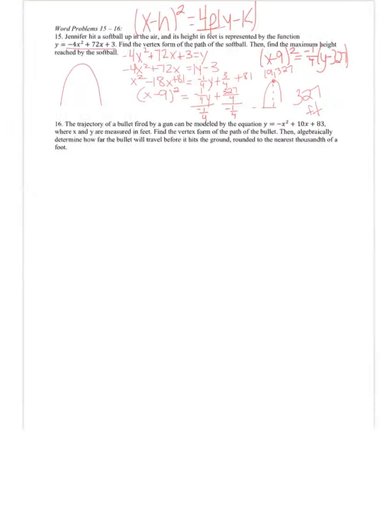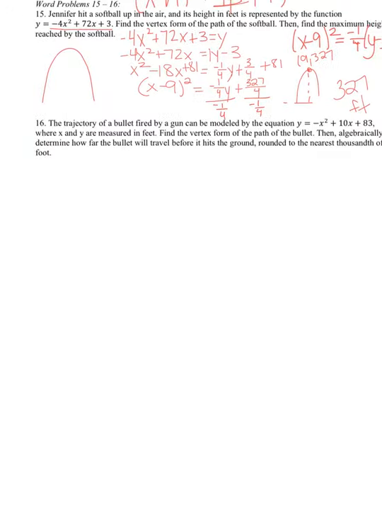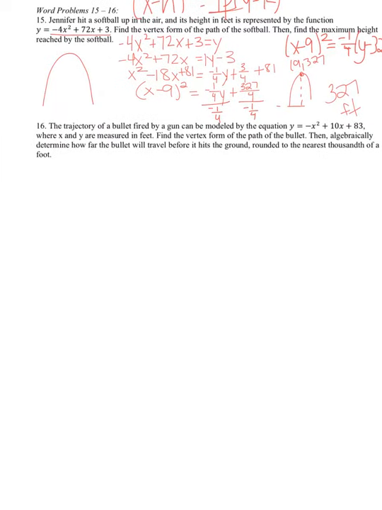For the second word problem, the trajectory of a bullet fired by a gun can be modeled by that equation. X and y are measured in feet. So again, this is the bullet. It goes over and around. So x is the horizontal distance and y is the vertical distance. Find the vertex form of the path of the bullet. So we're going to do exactly what we just did before.